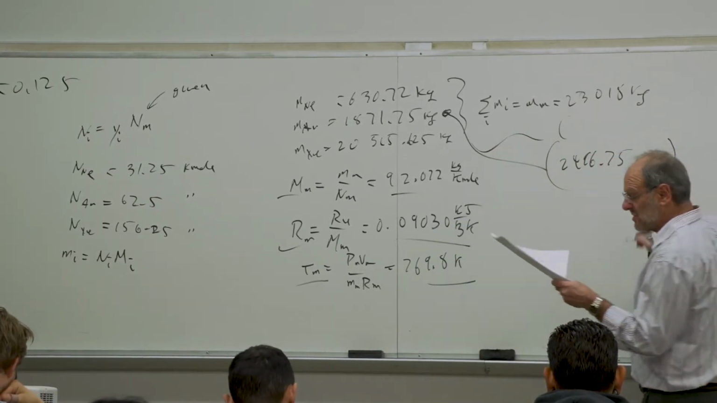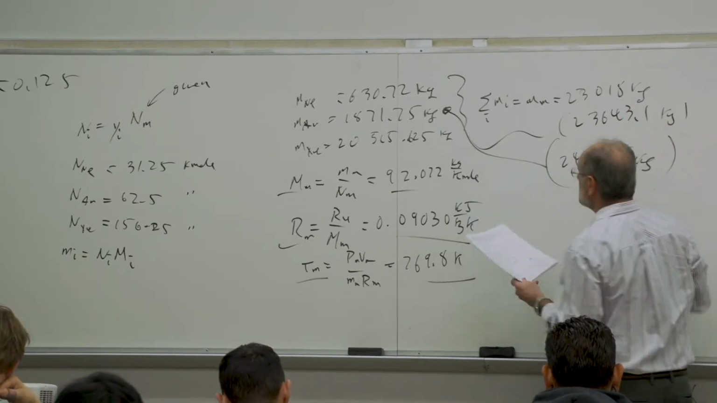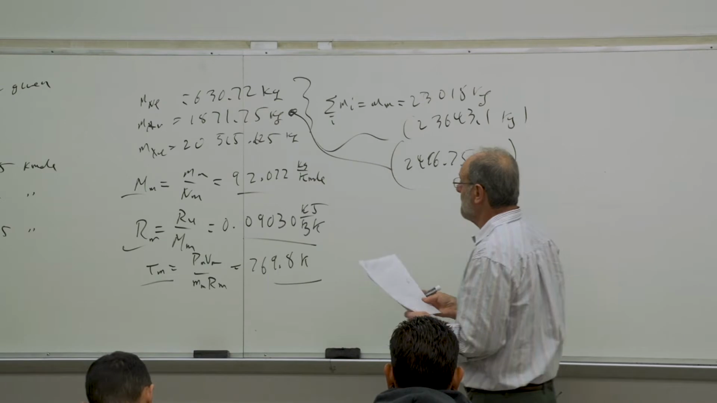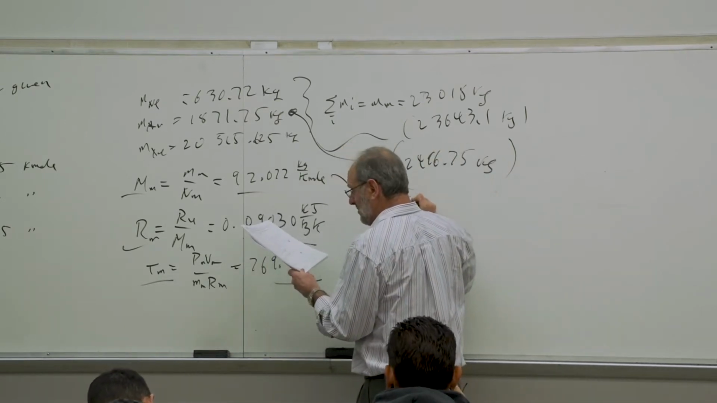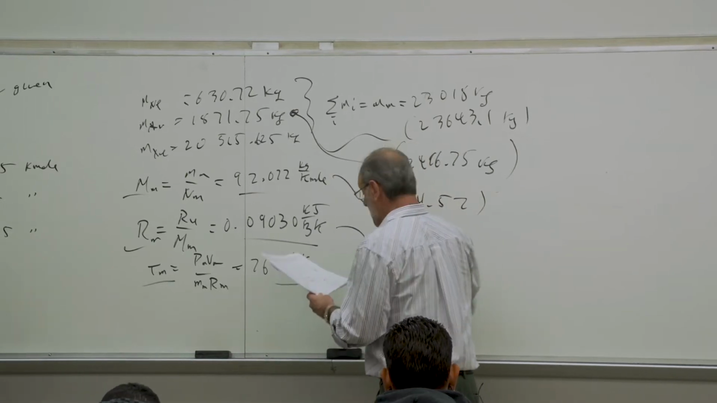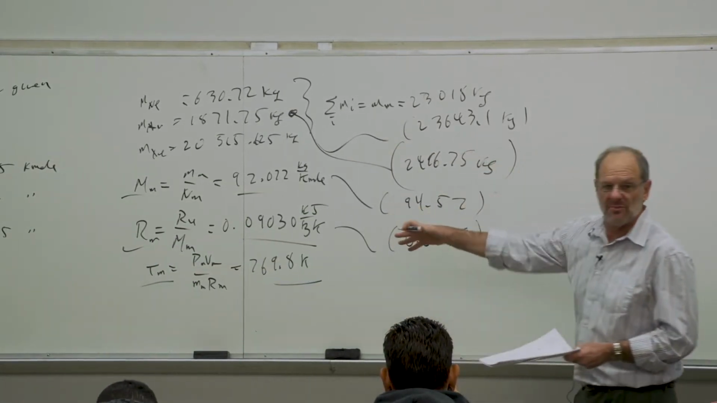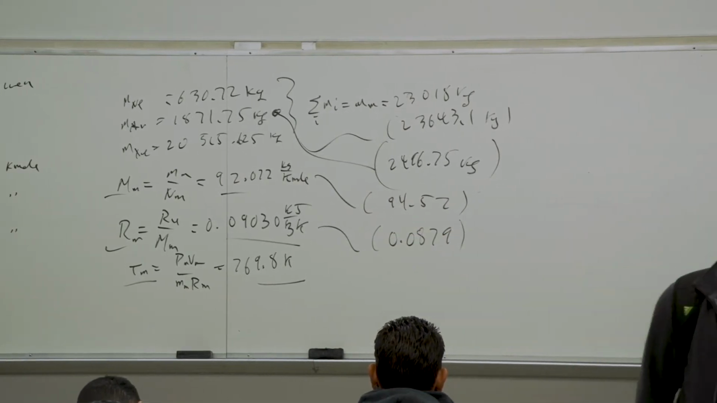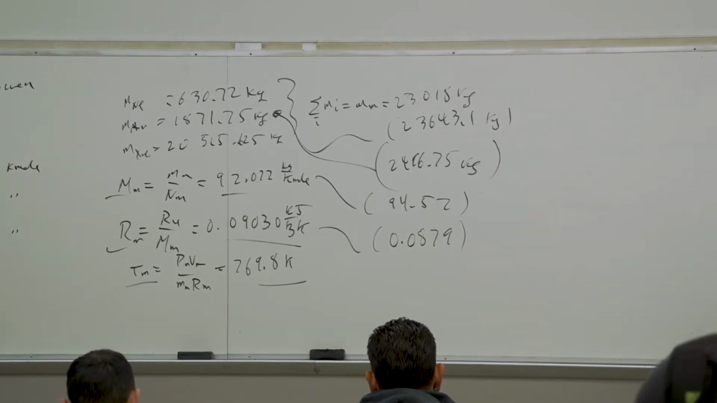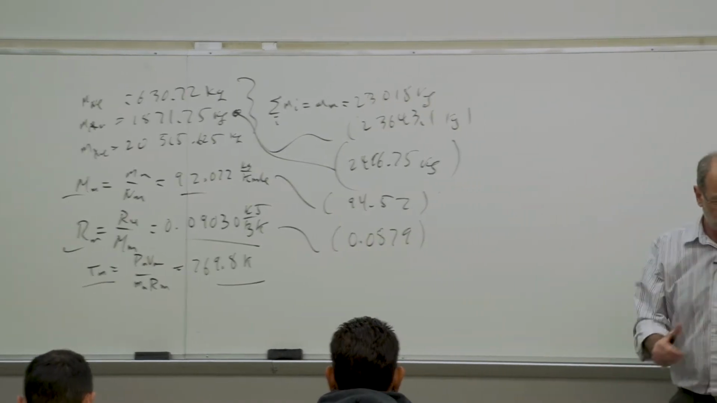The total mass, of course, is then going to be different. It's going to be 23,643.1 kilograms. So again, if you use the right data. And then the molar mass is going to be off a little bit. We're going to get 94.57. And the gas constant is going to be 0.0879 with the same units as shown over here. The temperature is not affected by the incorrect molar mass that I gave you. Nonetheless, these are the results that we're looking for.